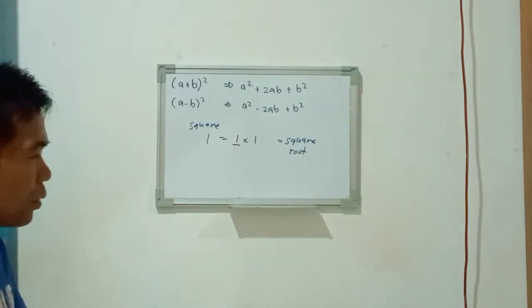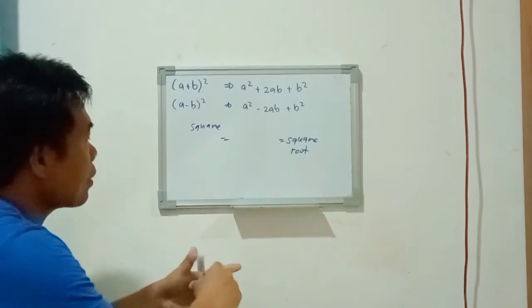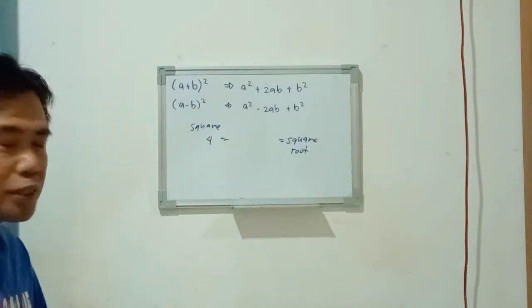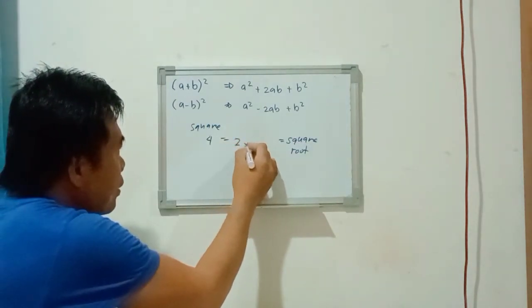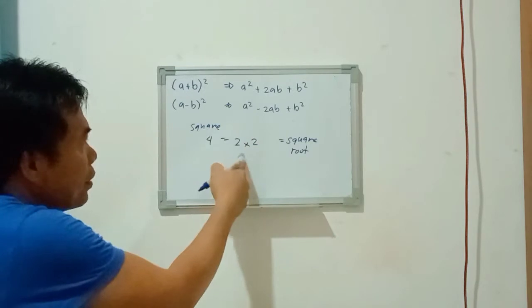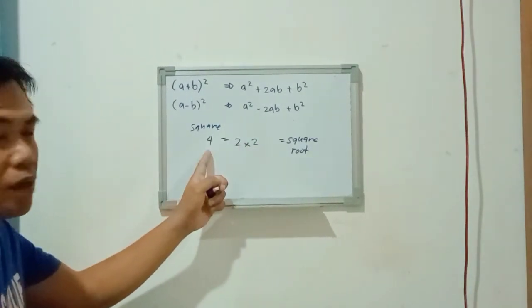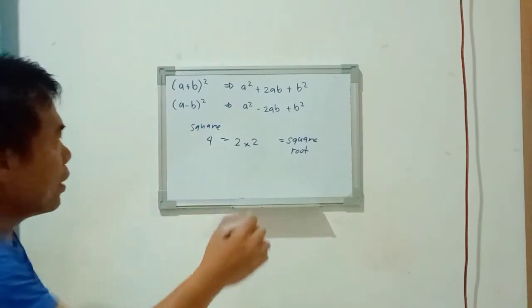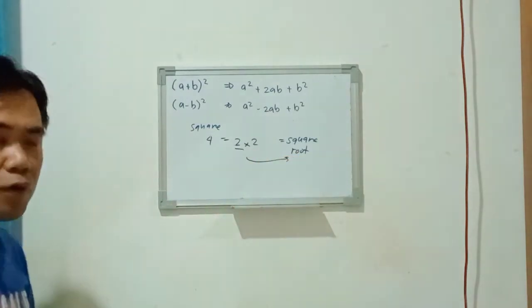Another example is 4. 4 is a perfect square since 4 can be written as 2 times 2. These are identical numbers. So 2 times 2 is 4. Therefore, 4 is a square, and 2 is the square root of 4.